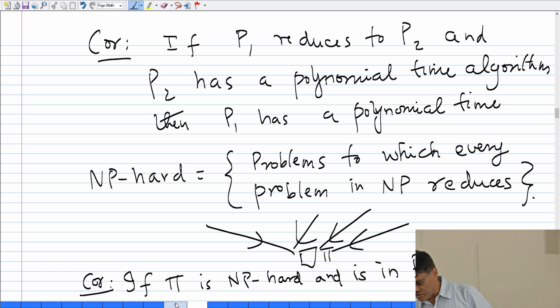Okay, good. I'll stop here. In the next few lectures, we will see concrete examples of how we do reductions to prove problems NP hard.